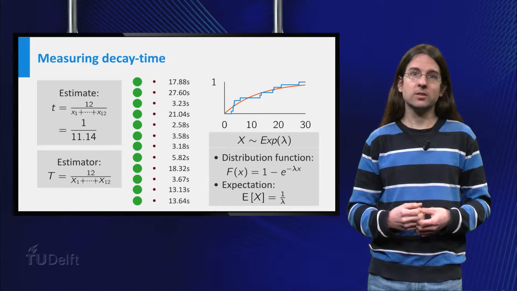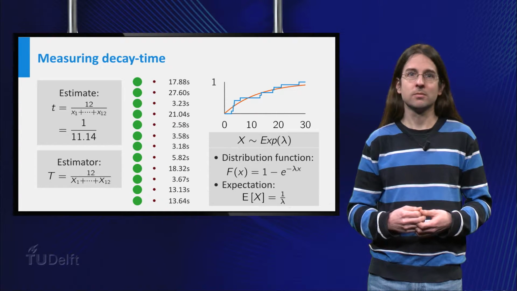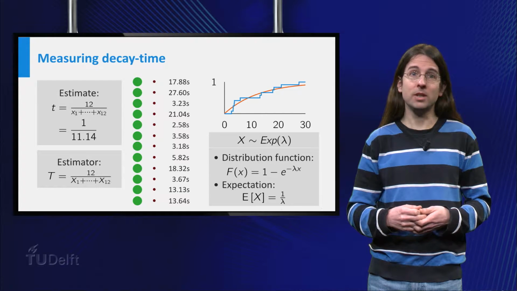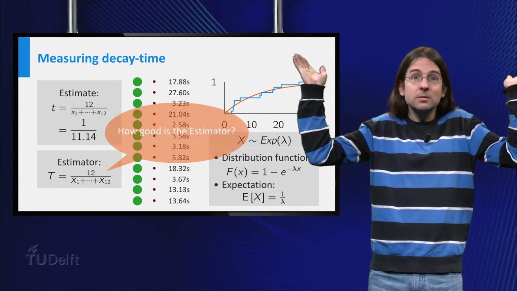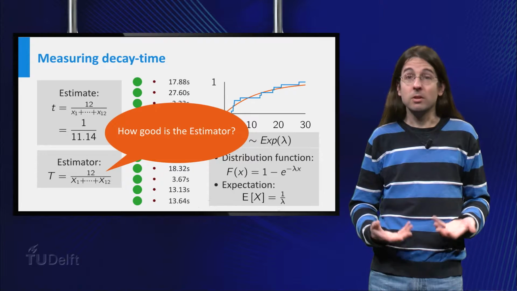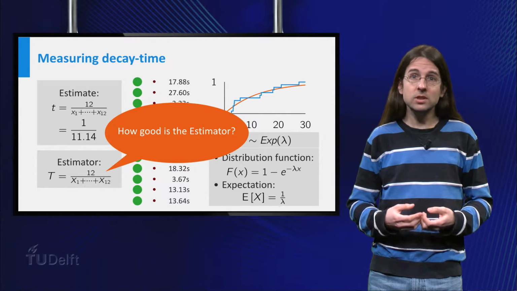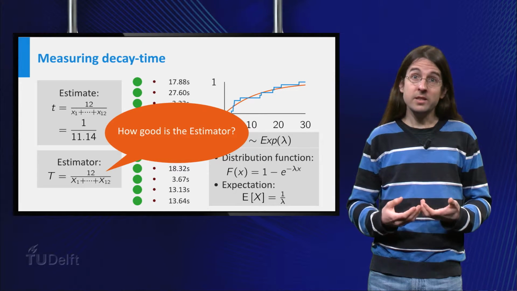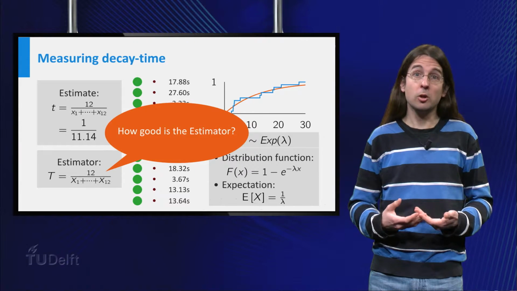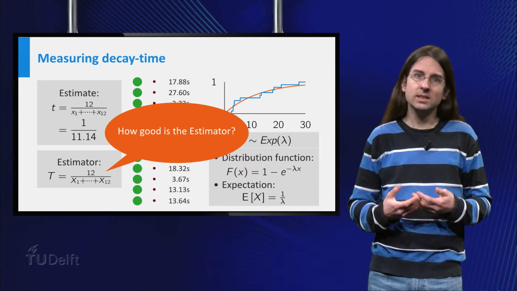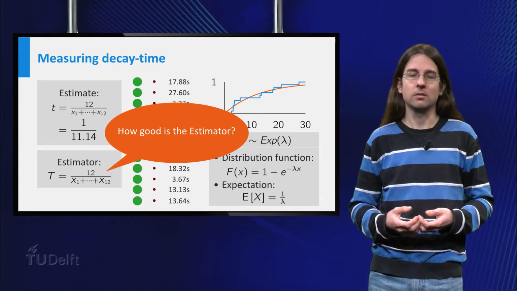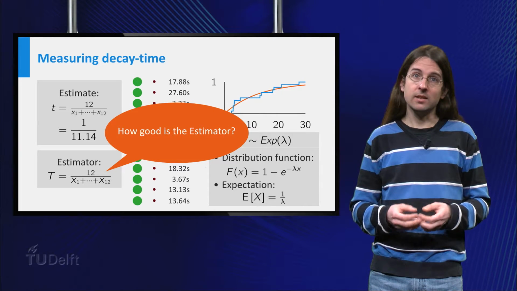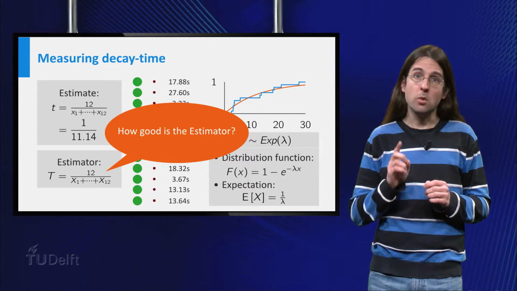Let us go back to the example of the radioactive atoms. 1 over the average is an estimator for the value of lambda. But is it a good estimator? To answer this question, we first need to know what we mean by a good estimator. As the estimator is random, we cannot hope that the result is always exactly equal to the real value of lambda. The best we can hope of an estimator is that it is close to lambda most of the time.